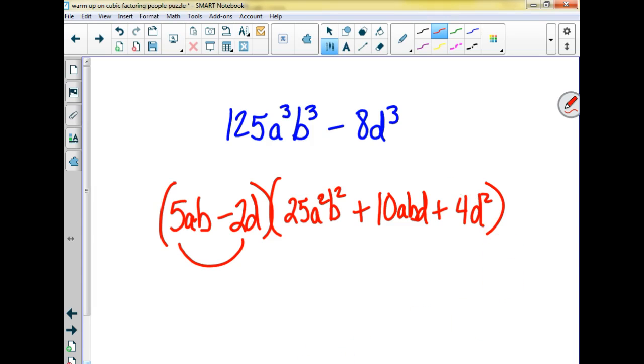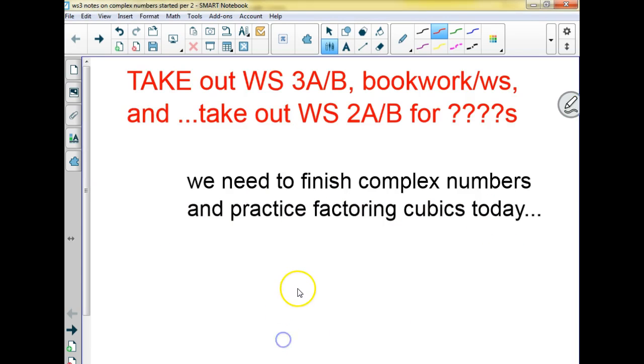All right, the next thing we're going to talk about today is finishing up complex numbers and answering questions on worksheet 2. So can you take out the worksheet? I think it's 3 that we need to finish going over. We didn't talk about powers of i yet, and we didn't really concentrate on using conjugates to rationalize the denominator.